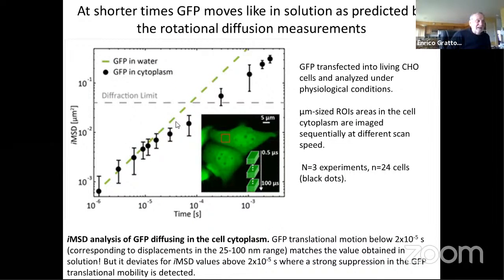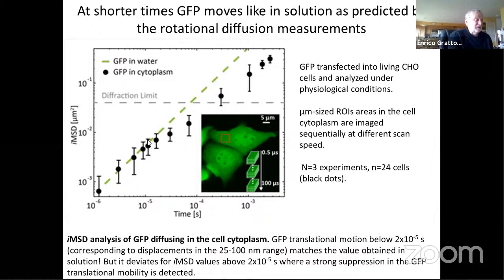And this is in a cell now. Notice that it deviates, but then it becomes like water, and it becomes like water only if we can sample very fast. Otherwise, we will not see that value.